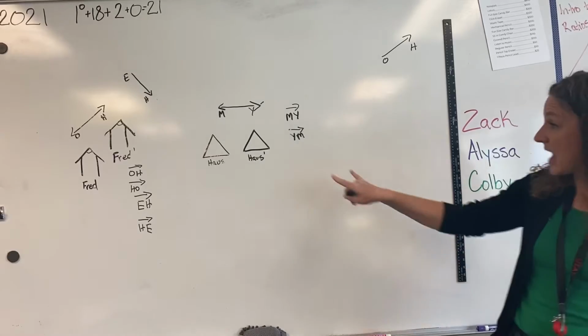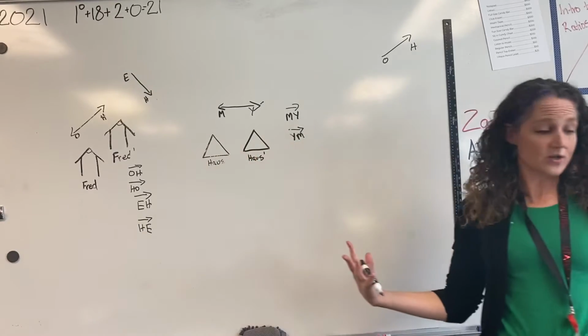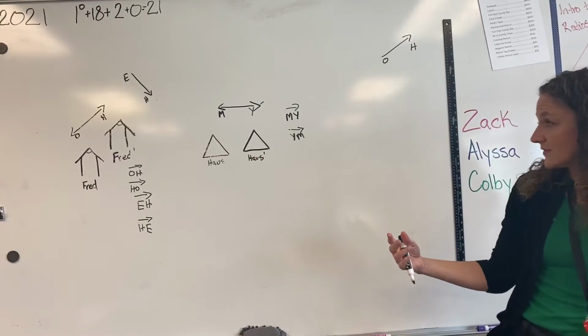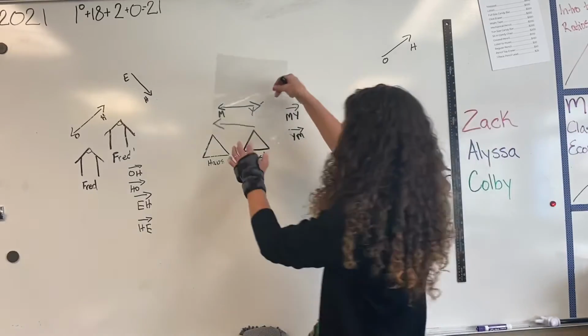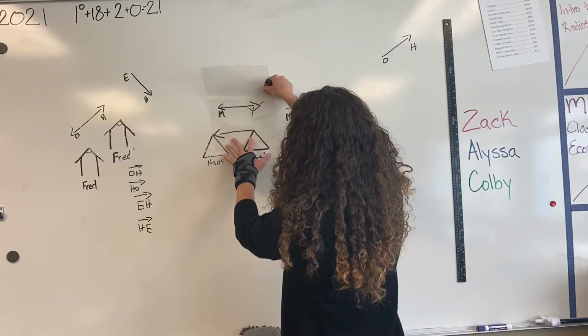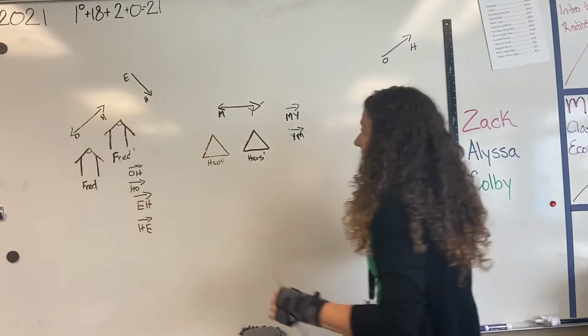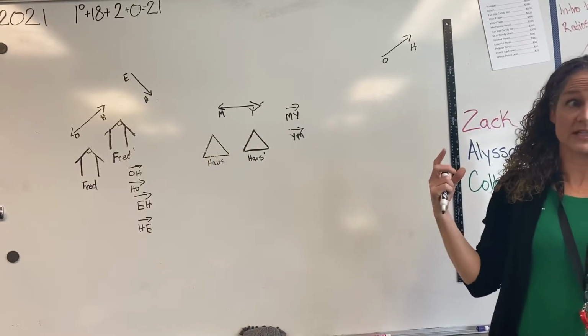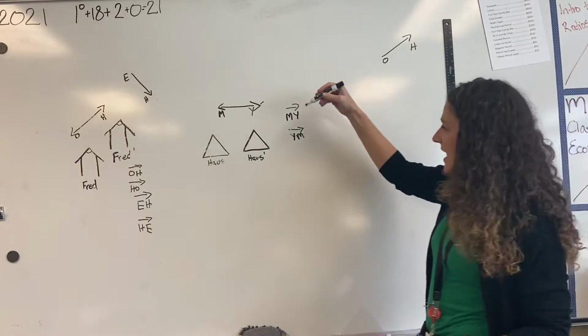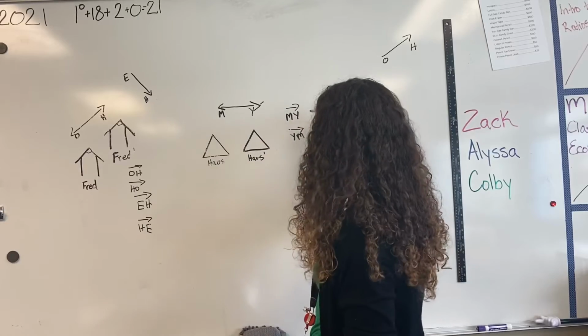So if I want to get house prime back to house, what vector do I use? I use vector my. And if you look, it works. Now, let's add on another vector. We're going to add on another vector. How should it go?